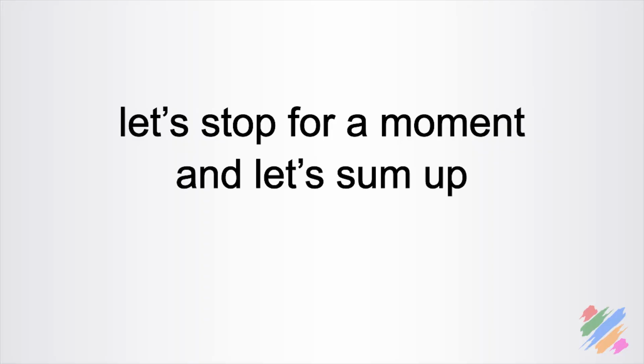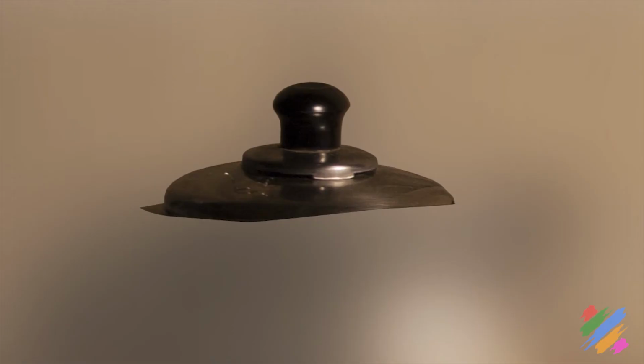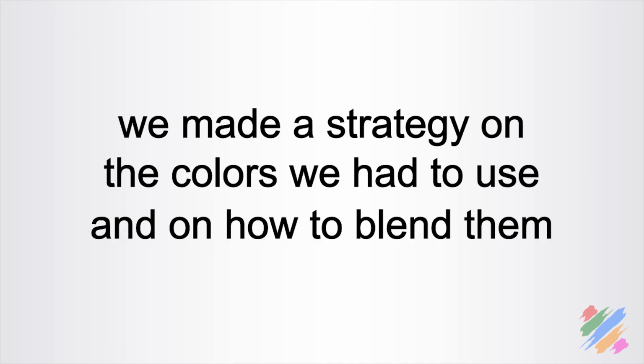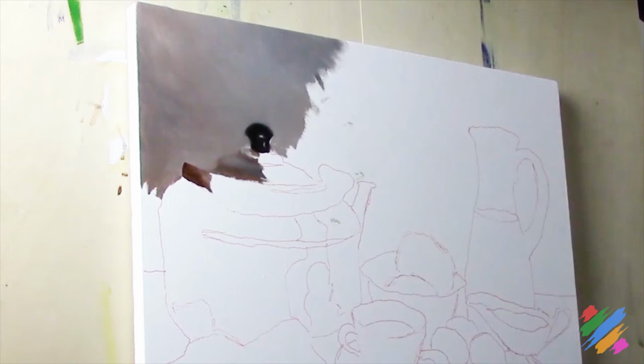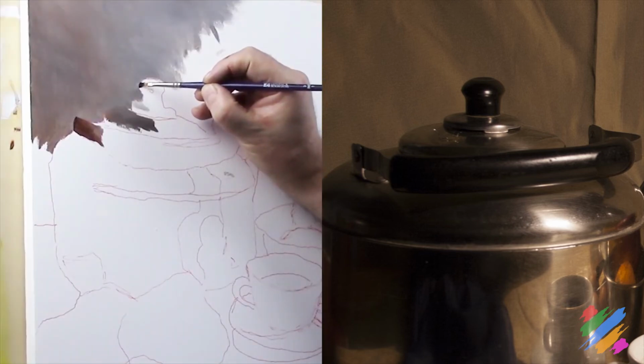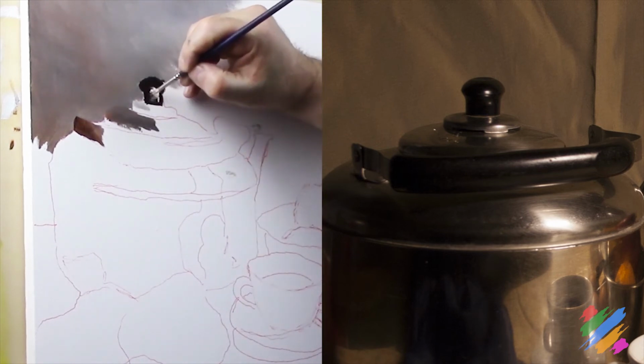Let's stop for a moment and let's sum up. What we did so far was checking piece by piece what we have in the part of the scene where we're focusing on. We made a strategy on the colors we had to use and on how to blend them, and accordingly we brought the colors on the canvas, joining them. Although this is just the first step and we will still have to work and modify this area, it starts already to look like the left part of the teapot lid, even if it's completely different from our scene, just by bringing the right colors in the right place of the canvas.